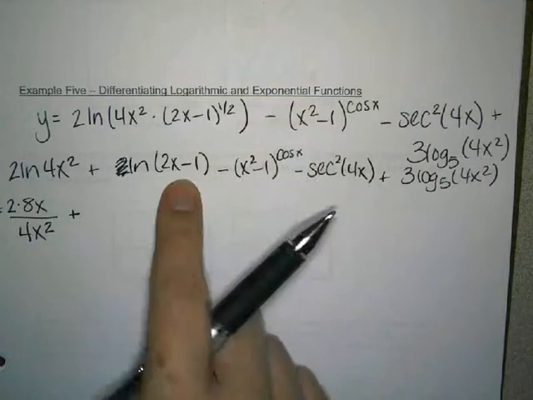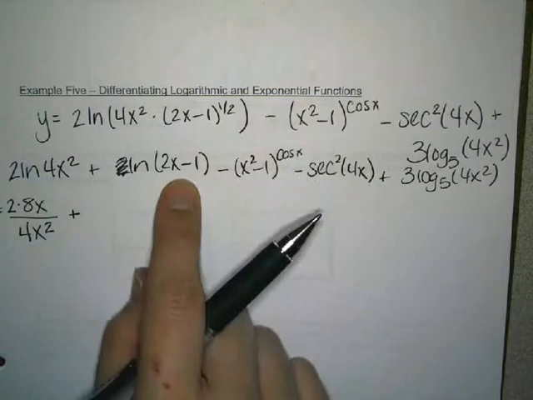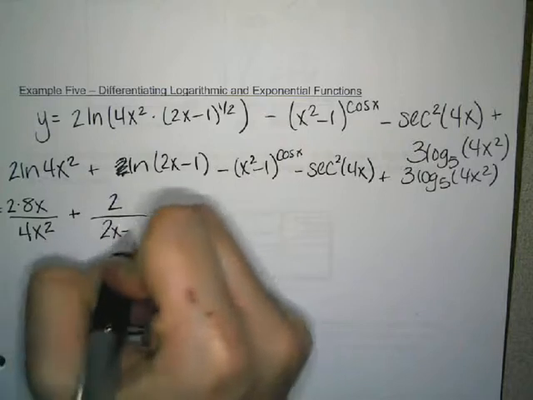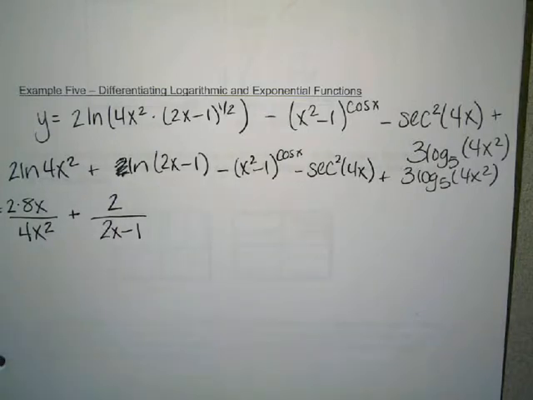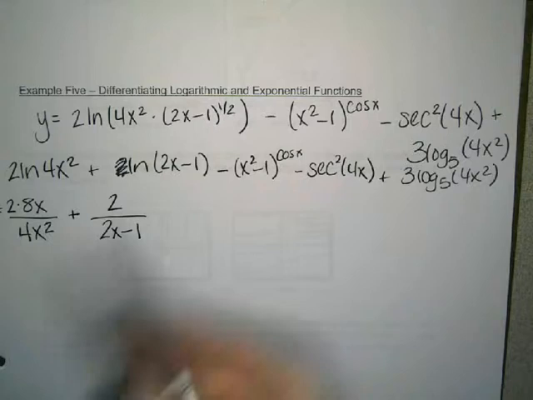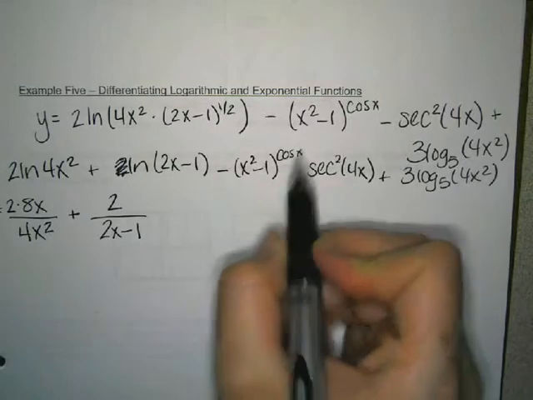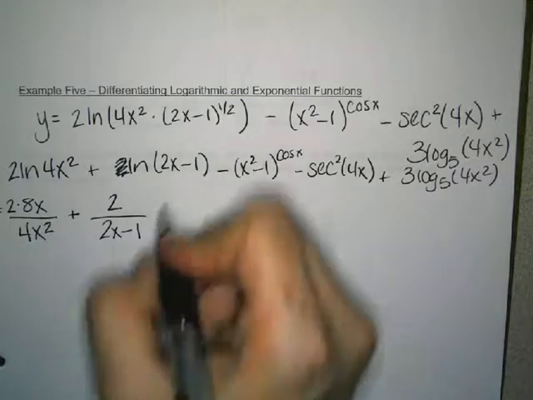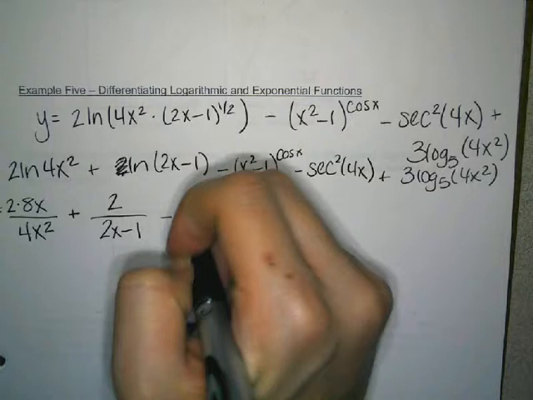Same thing here. This is going to be u prime over u. There's u prime over u. This, the exponent, is a function of x, so this is the a to the u rule, which is ln of a.